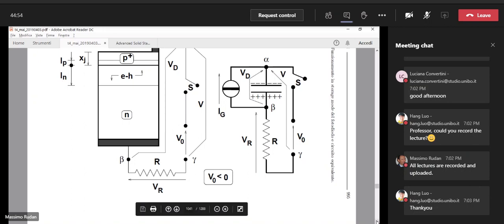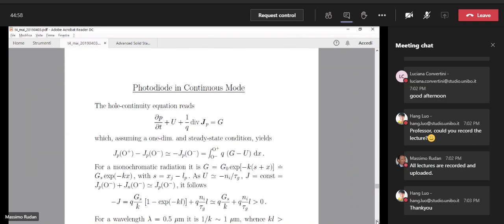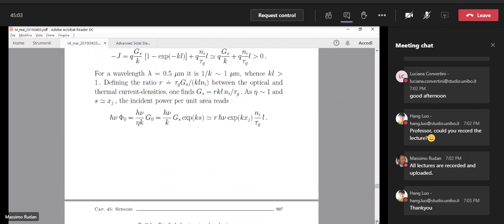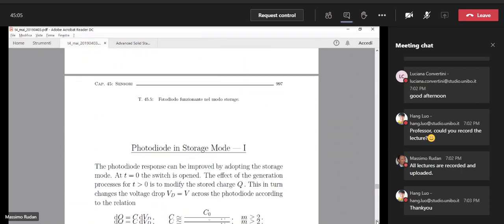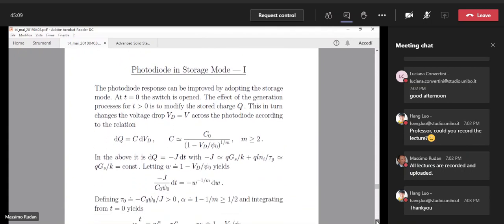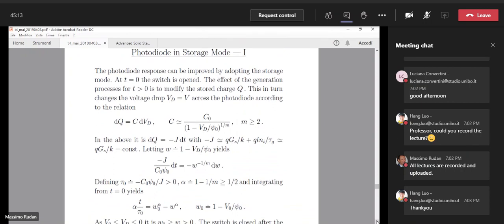Let's go to the next page. Actually, the next page was already completed because we calculated the continuous mode. So this is instead the calculation of the transient of Vd in the storage mode, okay?